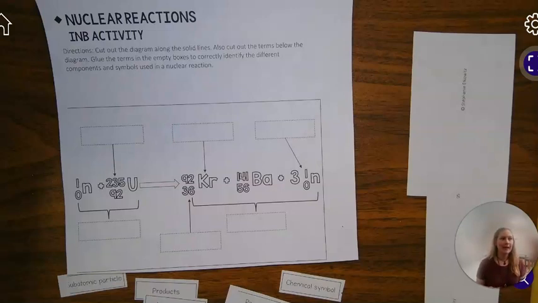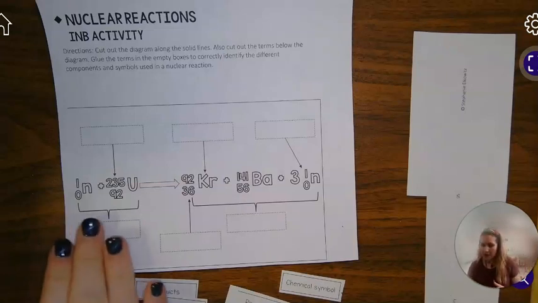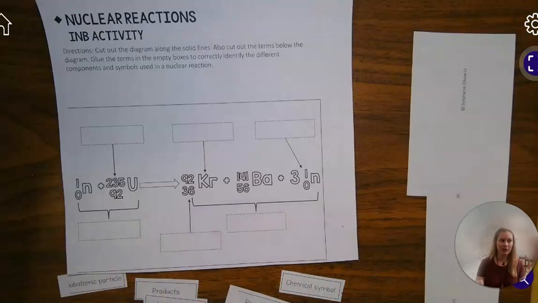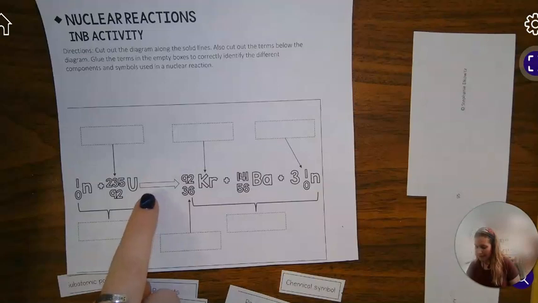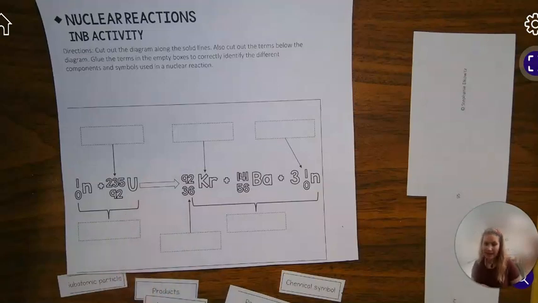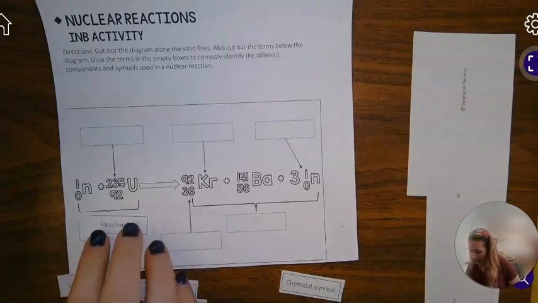Most nuclear reactions involve the conversion of one chemical element or isotope into another. In other words, atoms of one element are changed into atoms of a different element or a different isotope. So what we have here is a nuclear reaction, and we are going to identify the different parts of it. We're going to start with everything to the left of this arrow. These are our reactants.